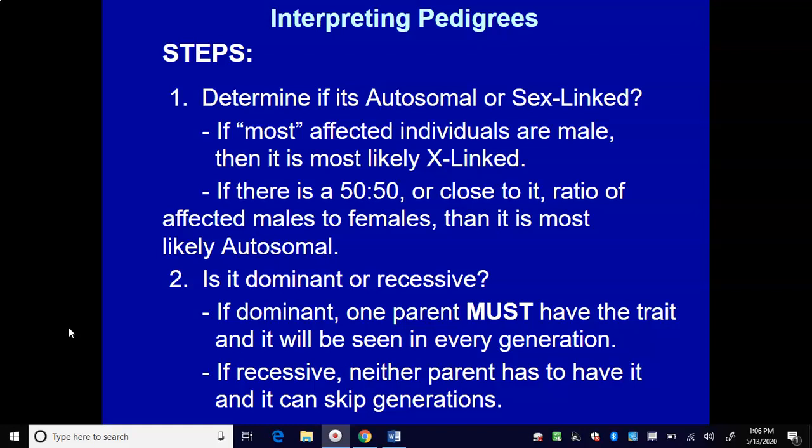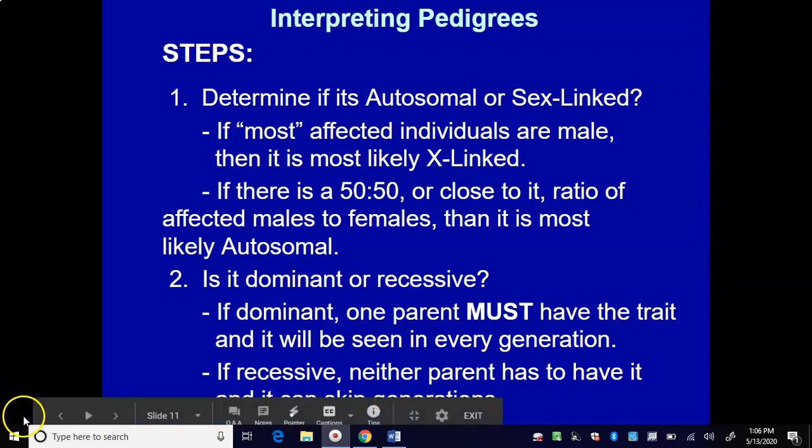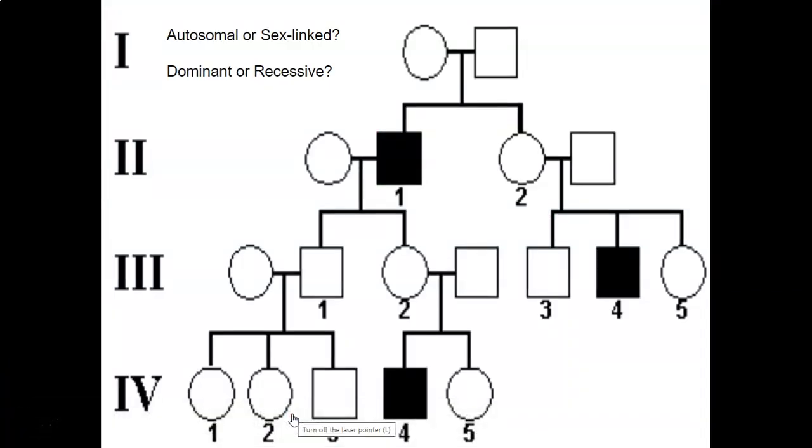Then the next thing you have to figure out is, is it dominant or is it recessive? If it is dominant, at least one parent must have the trait, and it will be seen in every generation. If it's recessive, you may see 2 parents that don't have it, but then they have a child that does. So you're going to see that it'll skip generations. That means it's recessive. So that's where you would use your lowercase letters for recessive, and dominant would get the capital letters.